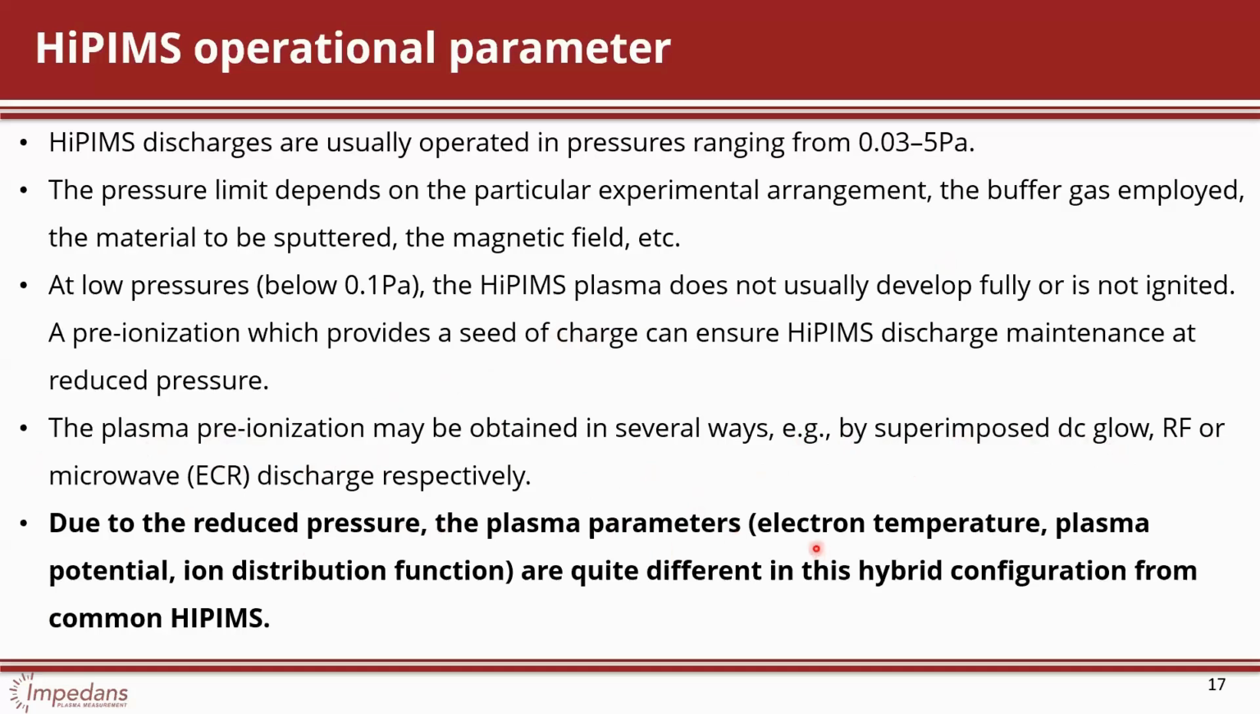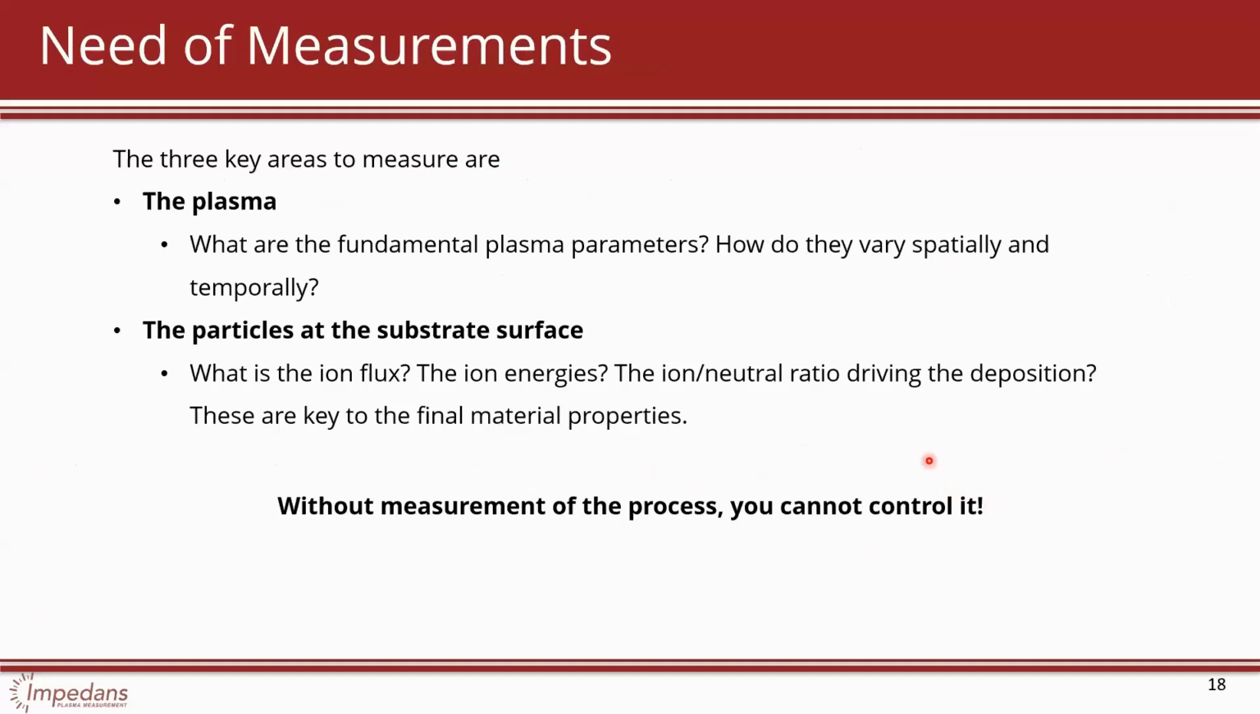But this presentation is not about the HiPIMS technology. It's about the plasma and the diagnostics. So what are the fundamental plasma parameters in HiPIMS? How can we measure them? The on time is only in the tens of microseconds. And how can we measure them spatially and temporally? Again, when you have these really short on times, how can you measure the ion flux, the ion energies, the ion neutral ratios, and so on?